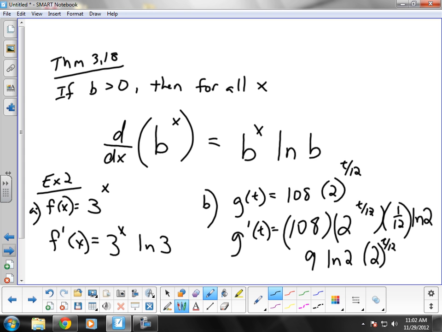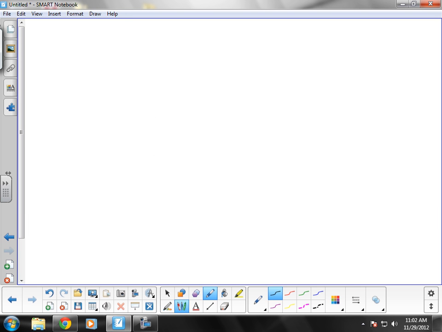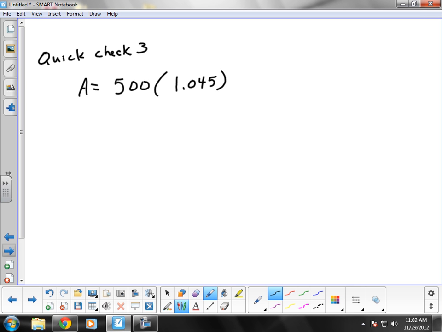Okie dokie. So anyway, here's just another example. This is the quick check in your book, and it is quick check number 3. We didn't do 1 and 2. It says suppose A is equal to 500 times 1.045 raised to the t power. It wants us to find the derivative of A with respect to t.